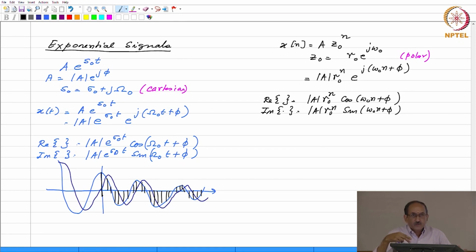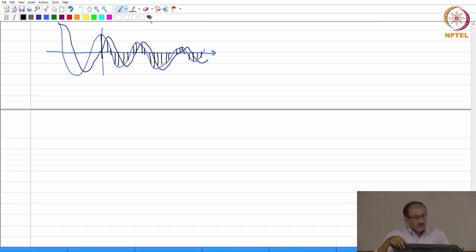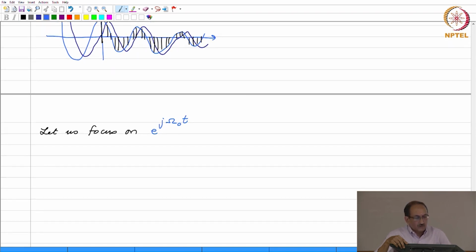Now, let us probe the similarities and differences a little more. To get a better understanding of this, let us focus on e to the j omega naught t. Here we are trying to compare and contrast continuous time sinusoids versus discrete time sinusoids.